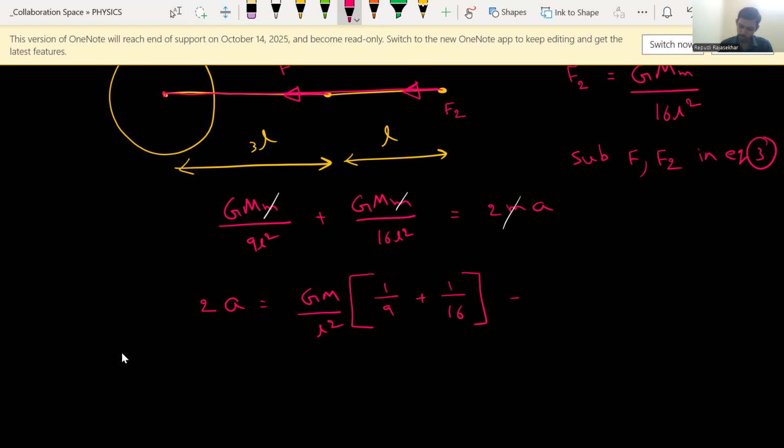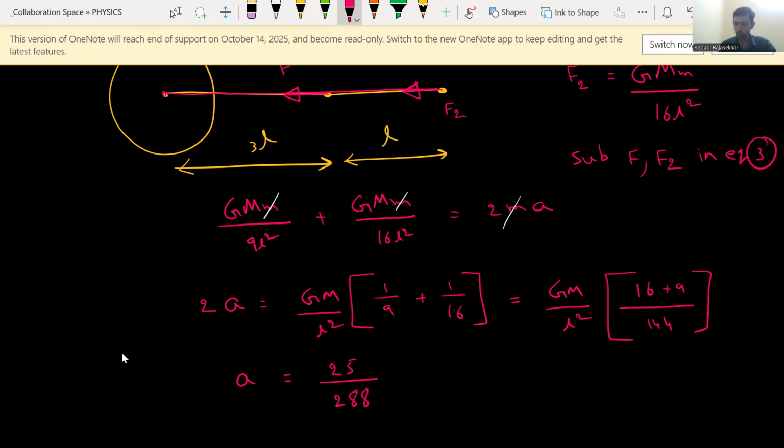Now cross multiply this equation. GM divided by L square into, cross multiply, this is 144, this is 16 times and this is 9 times. So acceleration equals 25 divided by 144, and the 2 I am writing in the denominator, so this becomes 144 into 2, so 288.